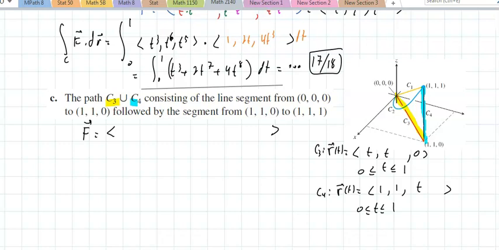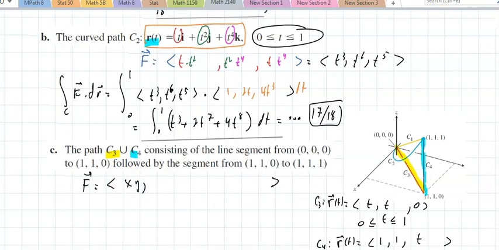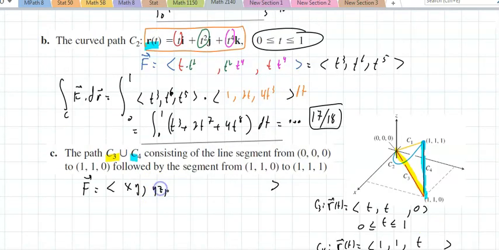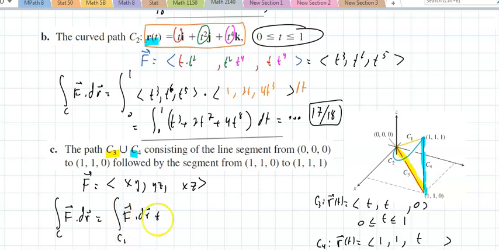Now if I start with figuring out how that works, I need to substitute F accordingly. F was XY, YZ, and XZ. So the way this is going to work, the integral along C of F dot dr is going to equal the integral along C1 of F dot dr plus the integral along C2, I'm sorry, C3, along C4 of F dot dr. And elaborate on what all of that means.